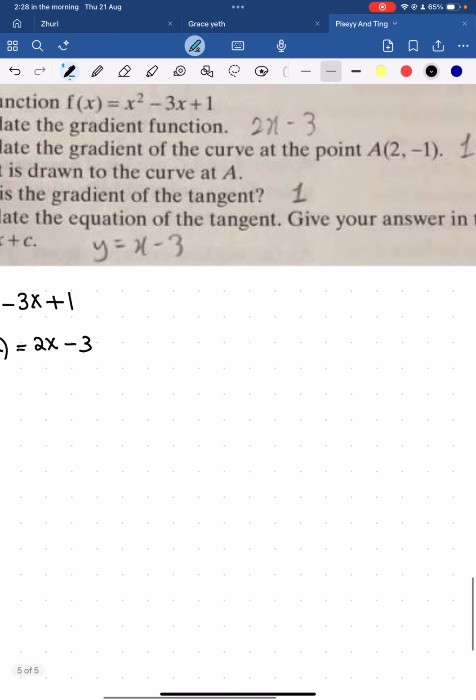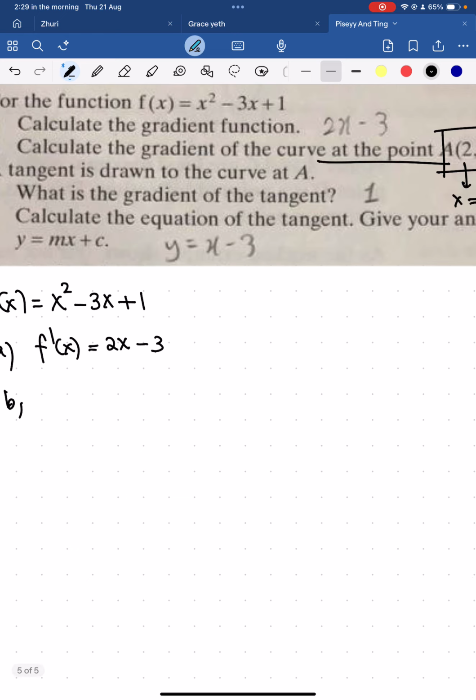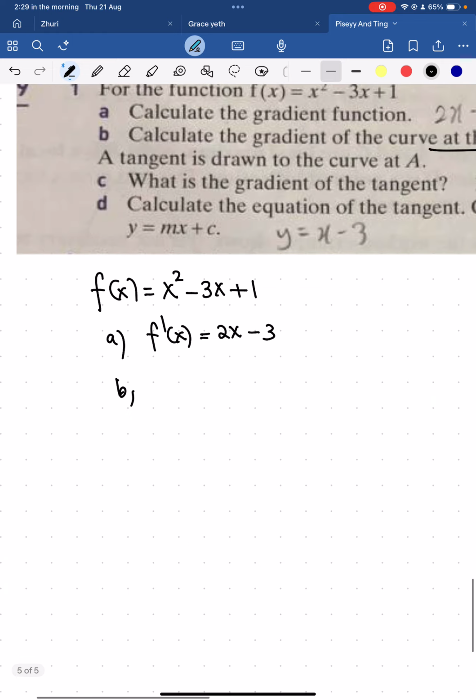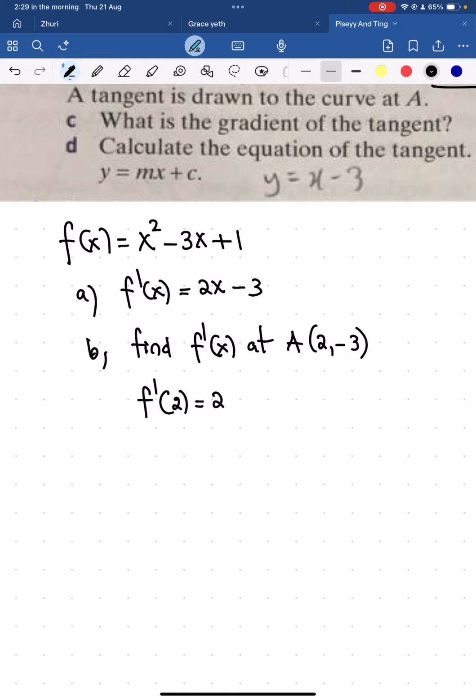Calculate the gradient of the curve at the point (2, -3), which means we plug x equal 2 into f prime of x. The same thing that I just explained to you at the beginning of the video. They want you to find f prime of x at x equal 2. So we can just do f prime of 2, which is 2 times 2 minus 3. So it's going to be 1, right?